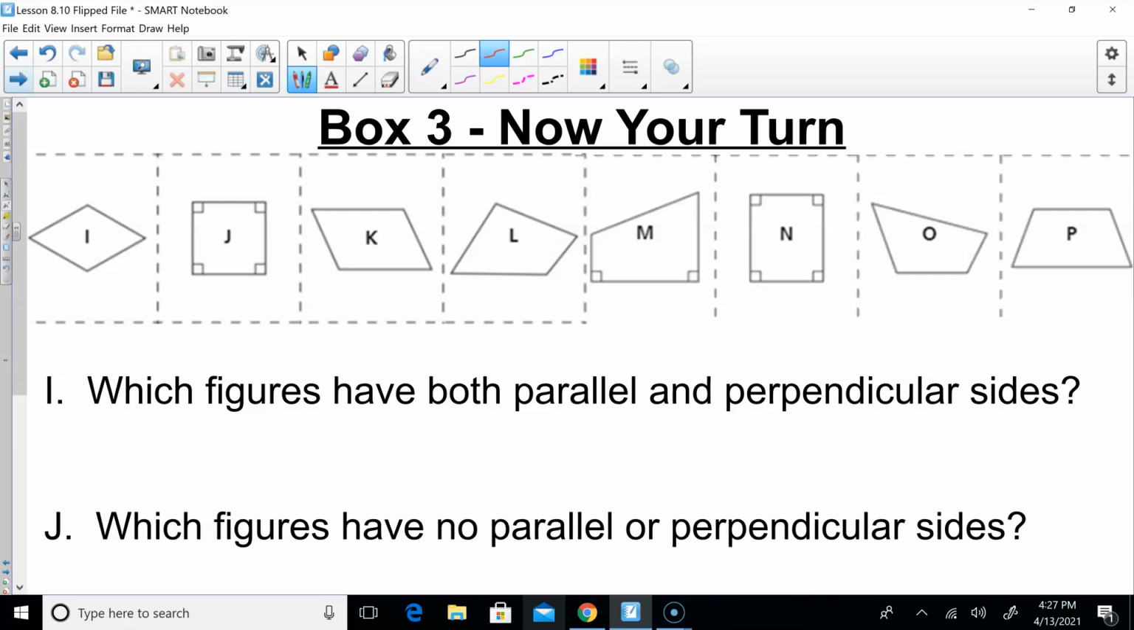Make sure you list the feature of what you're looking for and the shapes that have them, not just a bunch of letters, because that's not going to help me at all.